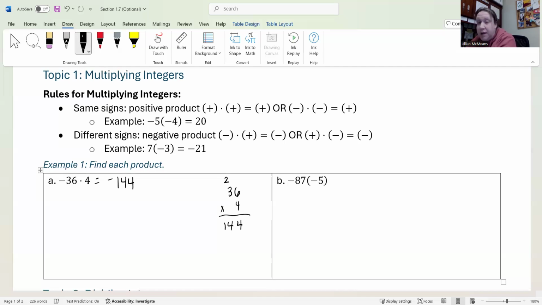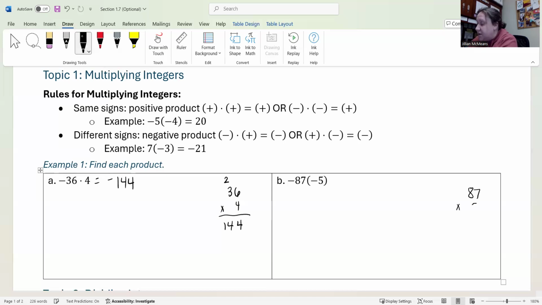All right, looking at part B, you can see that we're multiplying two integers that are both negatives. They have the same sign. That means the final result will be positive. Okay, so keep that in mind. Always double and triple check those signs. We'll address that again at the end. But for now, let's do the multiplication.